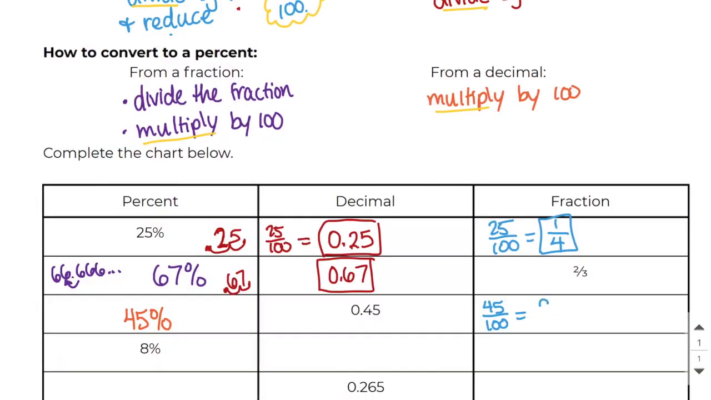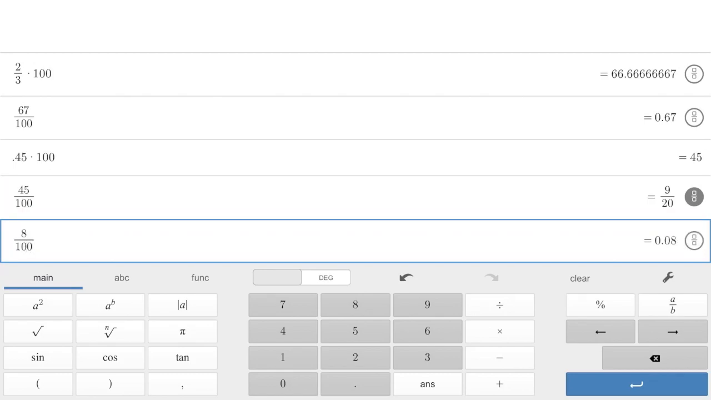So this would be 9 out of 20. Okay, next one, 8%. You want to be really careful of 8%. When you move the decimal place over to figure this out right here, it would be 1, 2 right here, and we fill this in with a 0. So this is 0.08 right here, or we could just do 8 divided by 100 in decimals, and we get 0.08, okay?